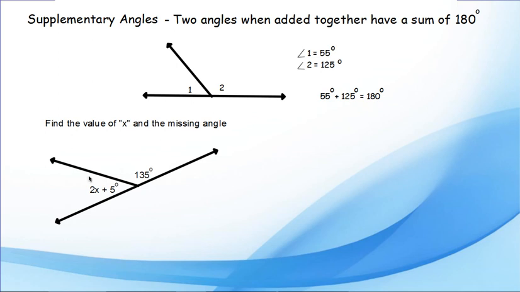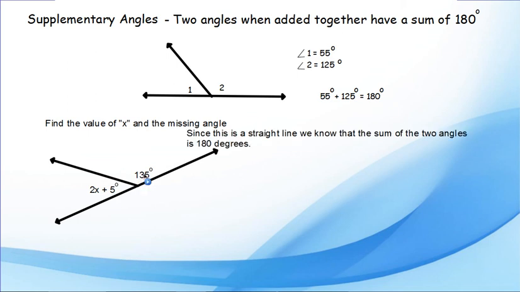Again, we can do a find the missing value. In this case we call this angle 2x plus 5, and we call this angle 135 degrees. Now we should know that 180 equals a straight line. So whenever we see a straight line, we know that that's 180 degrees. So in this case, we're saying 2x plus 5 plus 135 equals 180, since the sum of the two angles on a straight line is 180 degrees.